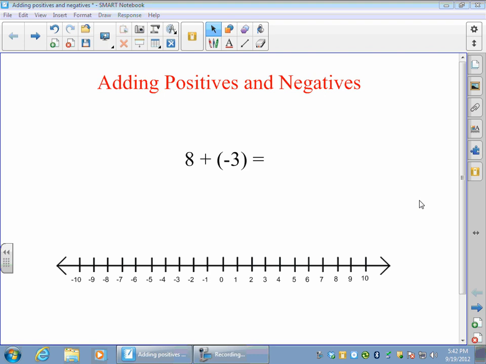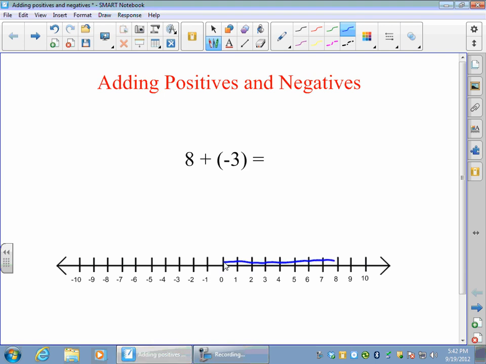Think about what you think this answer would be: 8 plus negative 3, and then we're going to do it here. So if I start at 0 and I'm going over to 8, because that's the first number I've got, that's where I'm starting, and then I'm adding a negative. We have to remember, just like we talked about yesterday, when we add negatives, we're actually doing the opposite of what we would do for adding a positive. When we add a positive, we move to the right. So when we add a negative, we're going to have to go to the left.